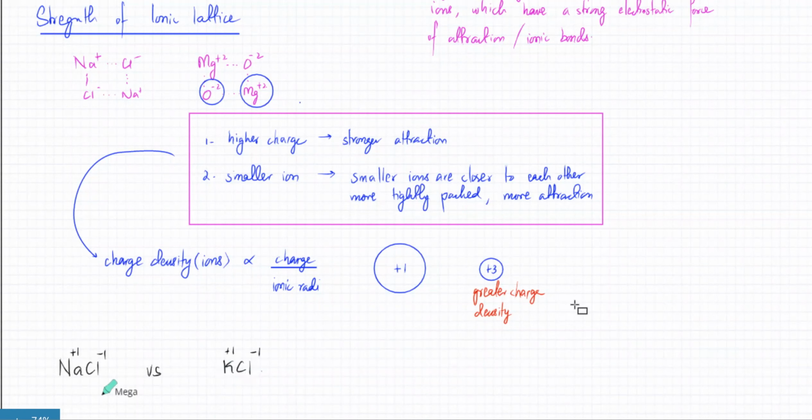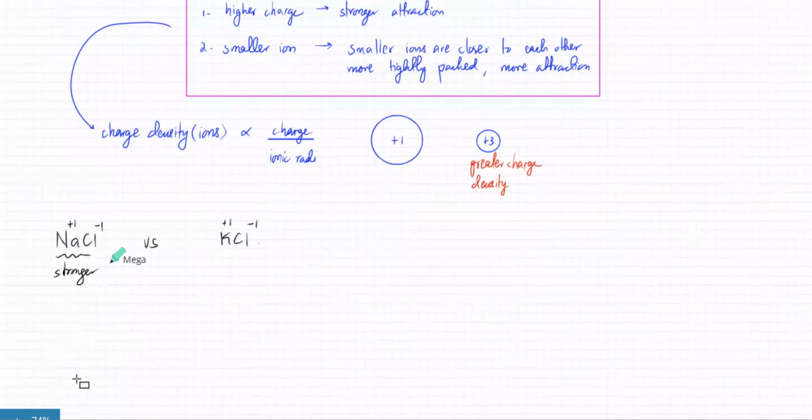ठीक है, तो रिमेम्बर ये दोनों फैक्टर्स हर दफा इन प्ले नहीं होते. जैसा यहाँ पे +1 -1, यहाँ पे भी +1 -1. So charge is not a factor. ठीक है, size of the ion is a factor. So this one is going to be stronger. And the reason for that is, why is it stronger? Because Na+1 is smaller than K+1. ठीक है, is this clear?